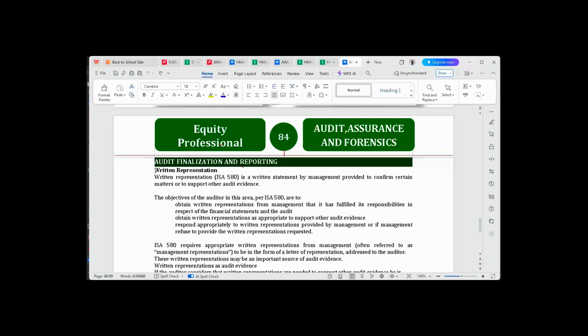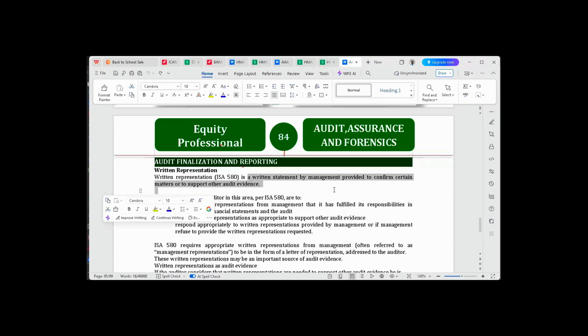Written representation. What do you mean by written representation? Written representation is the same thing as a letter of representation. Okay. Now, what is this known for? This is one of the documents that is utilized during an audit engagement. It's a written statement by management provided to confirm certain matters or to support other audit evidence.